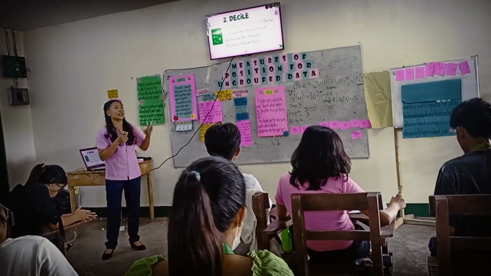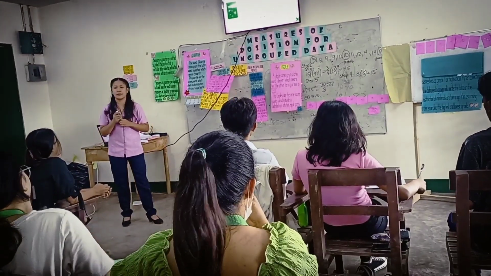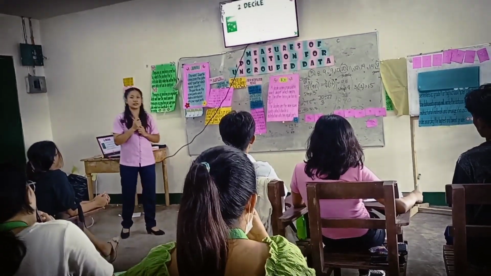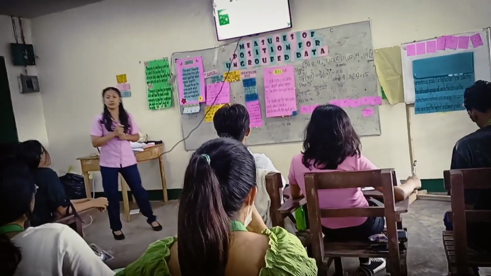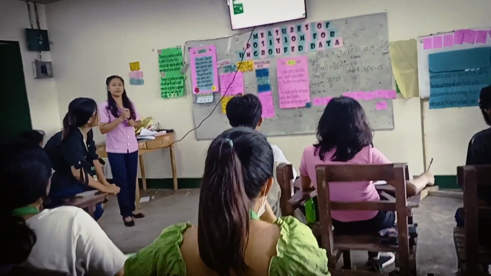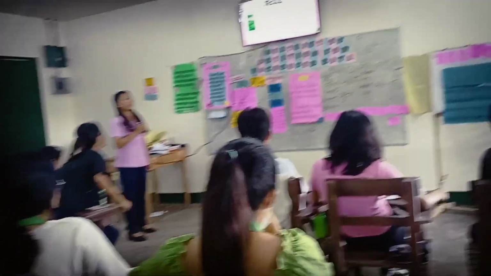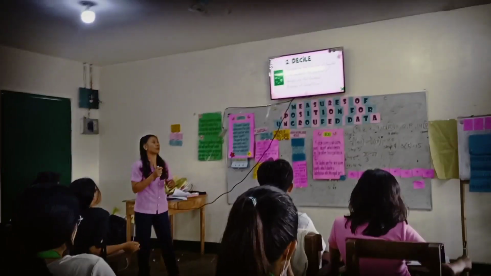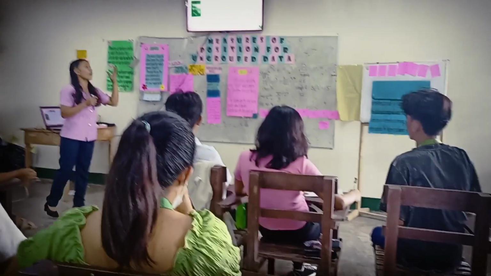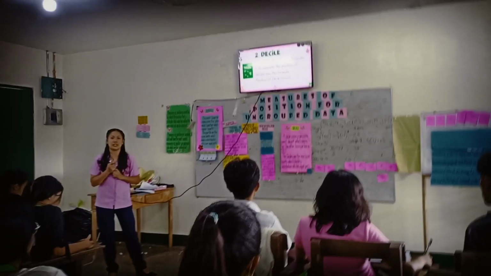So, what do you think the k in our formula is, class? Anyone? Yes, Miss Rosendo? K is the position of the item. Very good, Ms. Rosendo. So, our k is the position of the item. How about the n in our formula, class? Anyone?